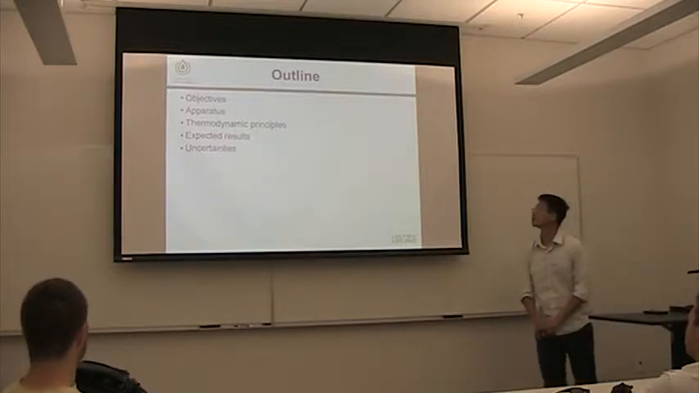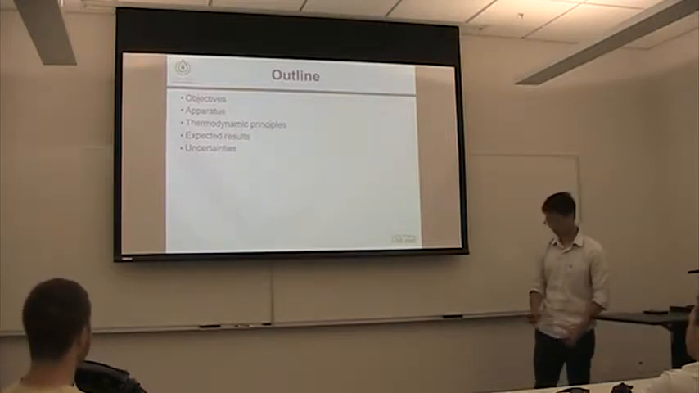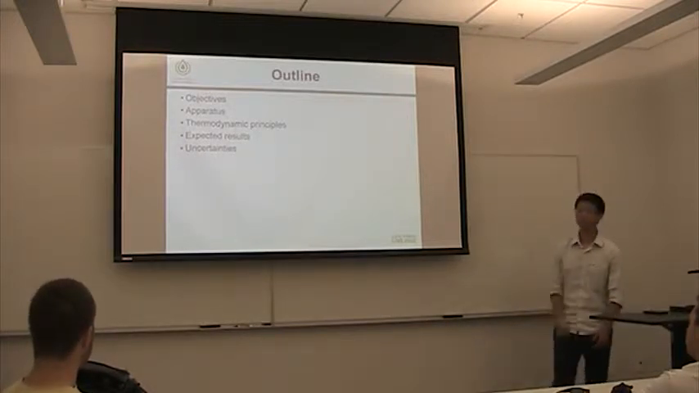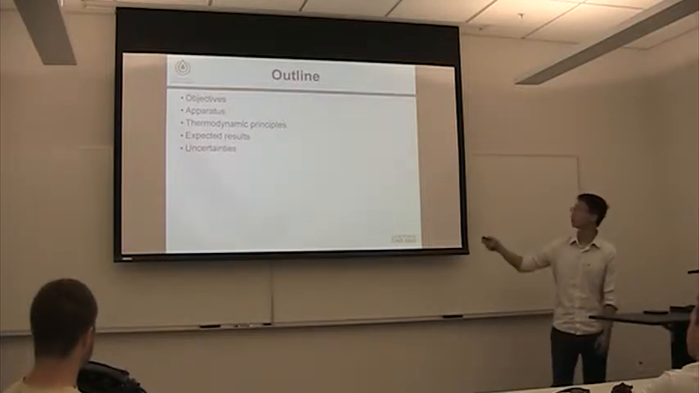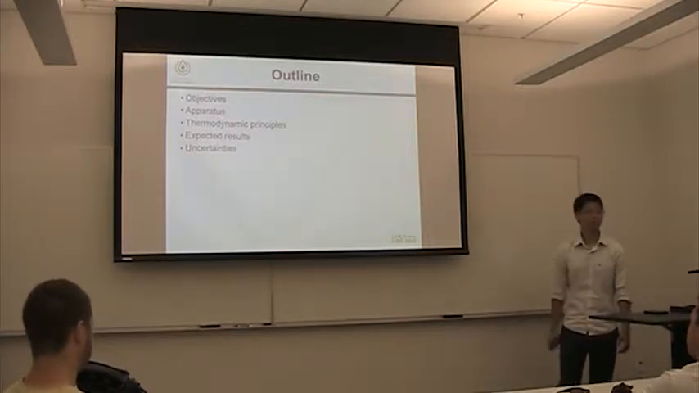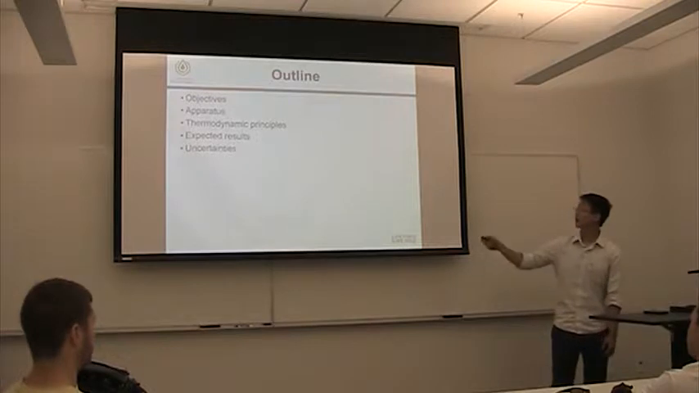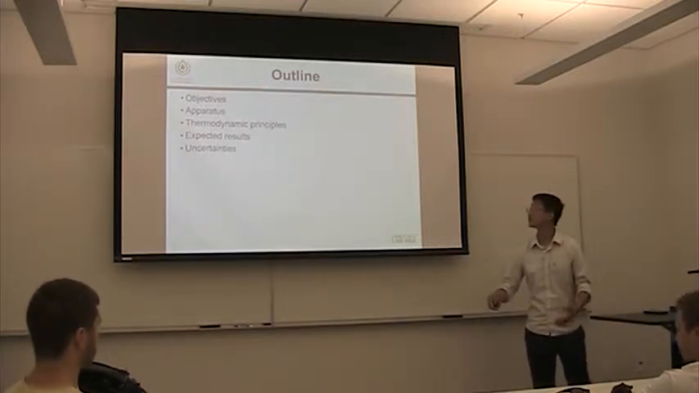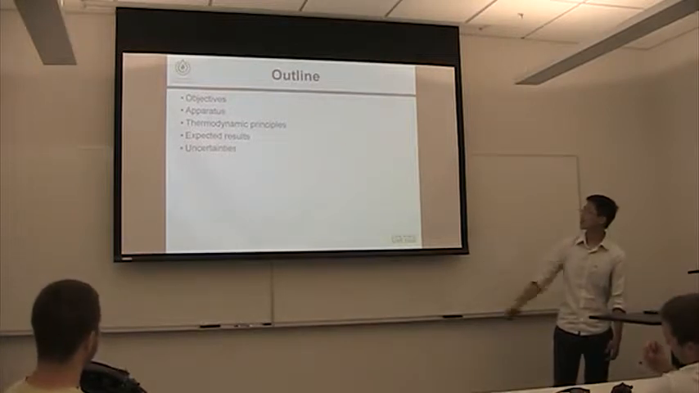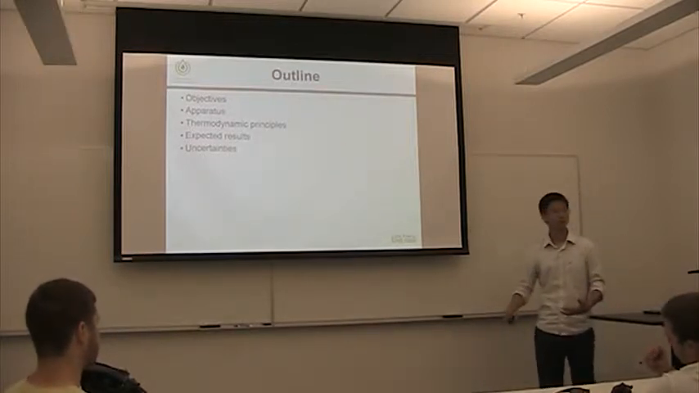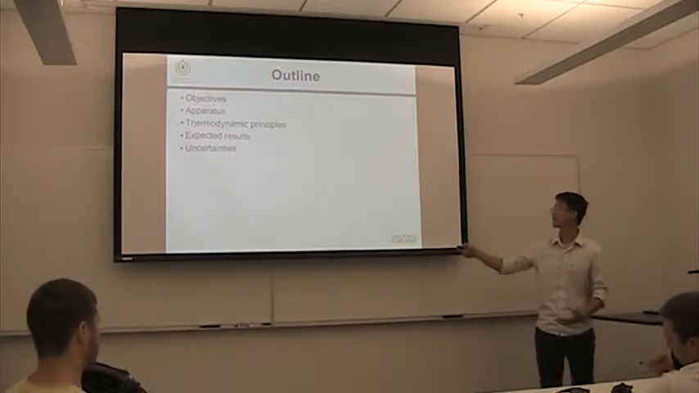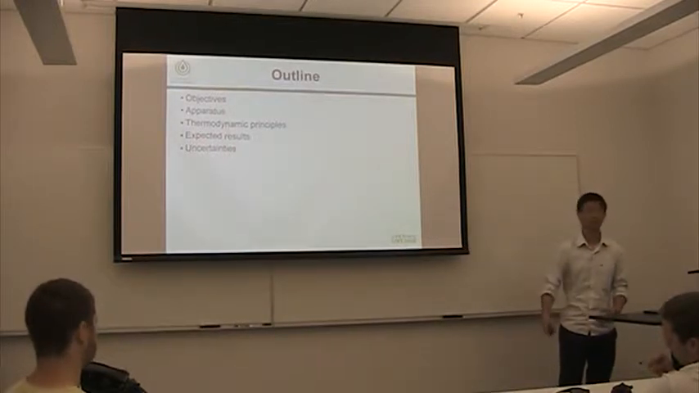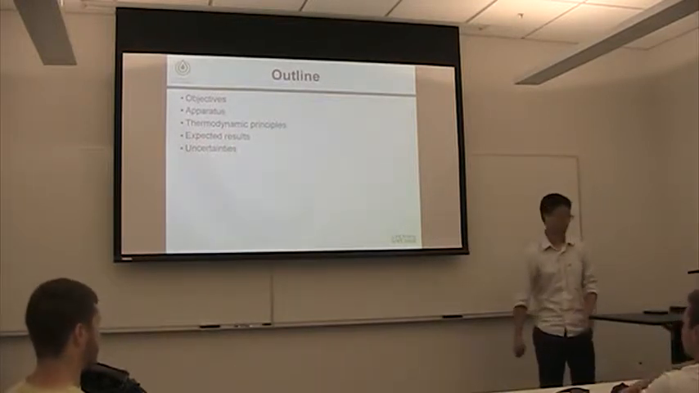So a quick outline of what I'm going to talk about today. I'm going to start with the objectives of the experiment. Then I'll go on to the apparatus we'll use to conduct our experiment. I will then go into some thermodynamic principles that are going to be involved in our experiment. That's going to lead into the results we could expect from our experiment, and lastly I'm going to finish off with some uncertainties that are associated with the experiment we're going to be conducting.